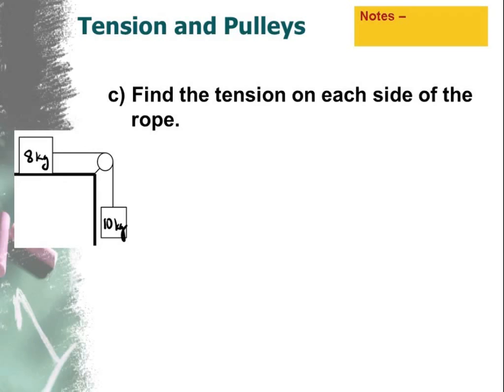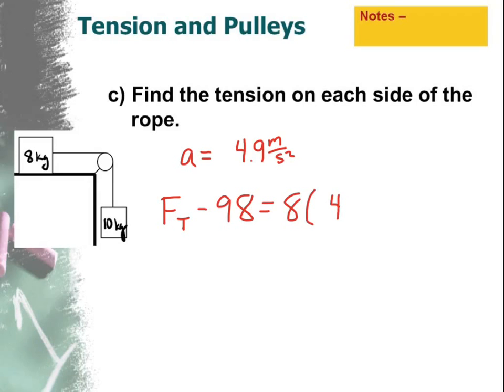Okay, now let's apply that to finding the tension on each side of the rope. I took a second look back here, and I realized that I mentioned negative 4.9 meters per second squared, but the answer I got was actually 4.9 meters per second squared, so let's change that to positive there. And if you're wondering how I did that so fast, I actually had to pause my video to take a second look at that. So let's write the tension force, minus 98 equals 8 times 4.9.